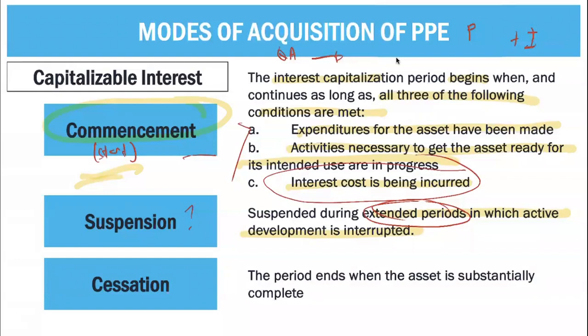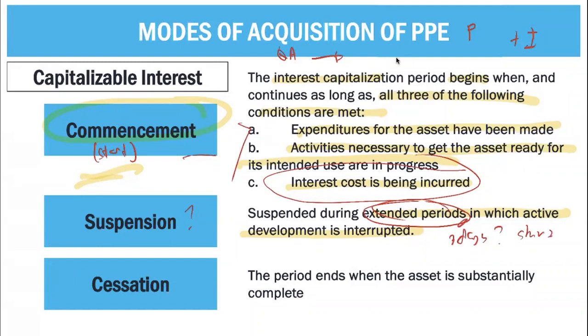So you construct, and a typhoon happened. Within that particular date of the typhoon, you were unable to construct. Question: during those 3 days, will you suspend? No, that is only a short period. There must be an extended period.